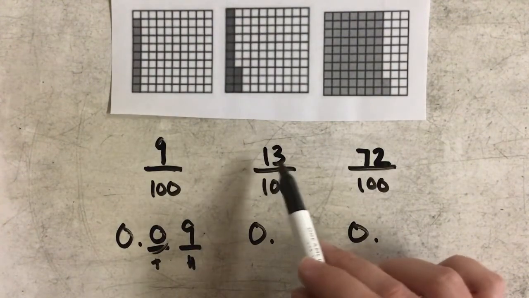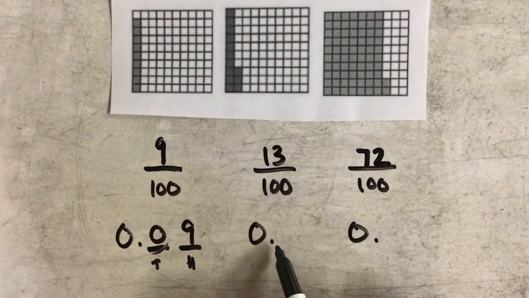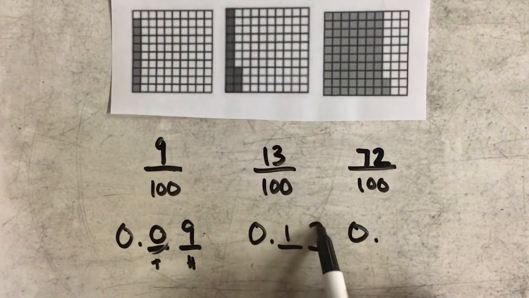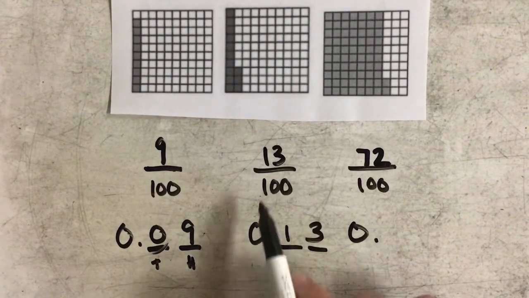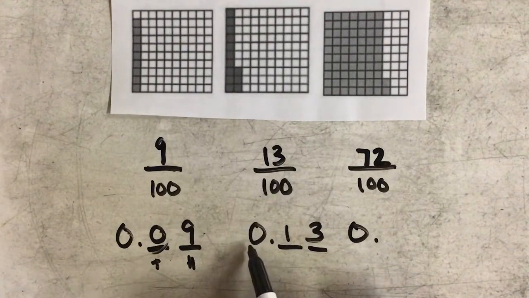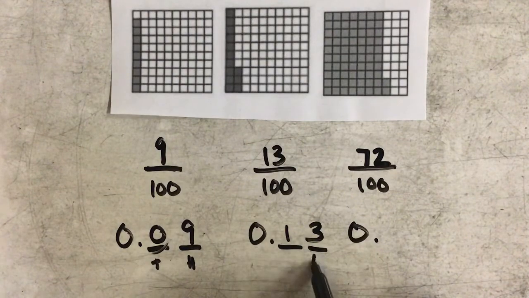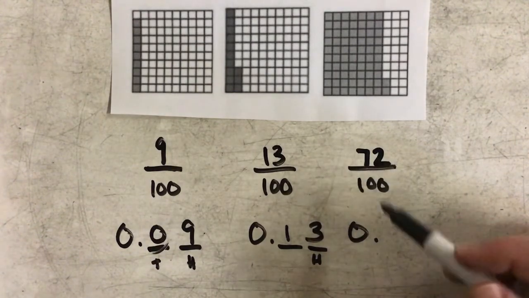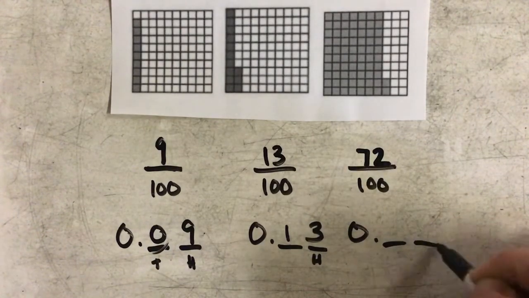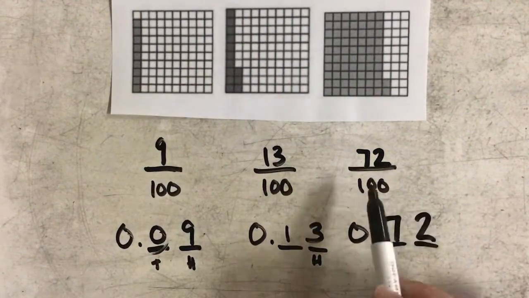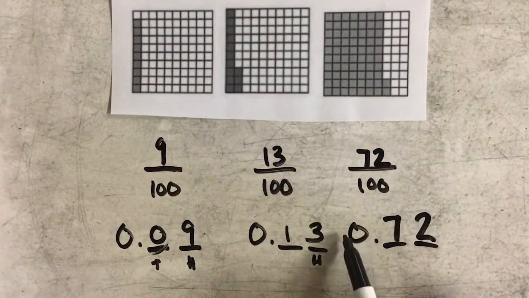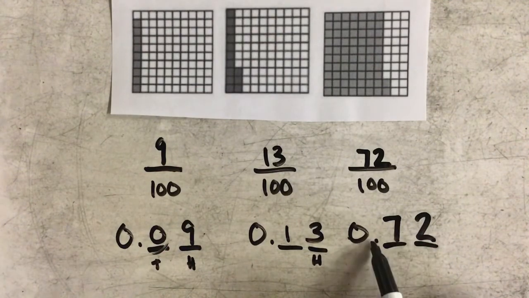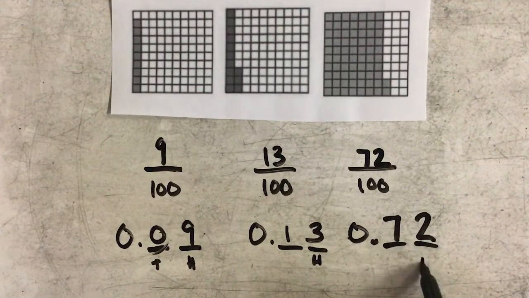In this case, I have 2 digits already in my numerator, so both of those digits would fall in the correct spots here. I would have 13 hundredths written as 0.13, or 13 hundredths. And finally, this last example, 72 over 100 would be written again with 2 places after the decimal point. So I would write 72/100 as 0.72, or 72 hundredths.